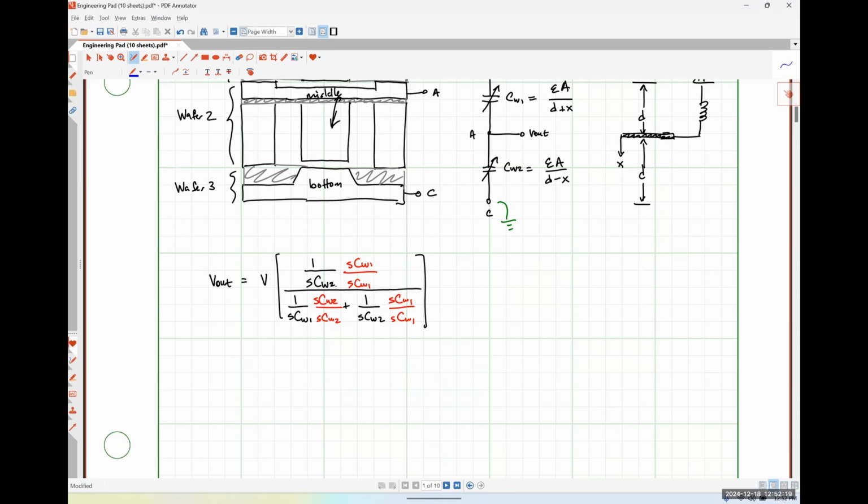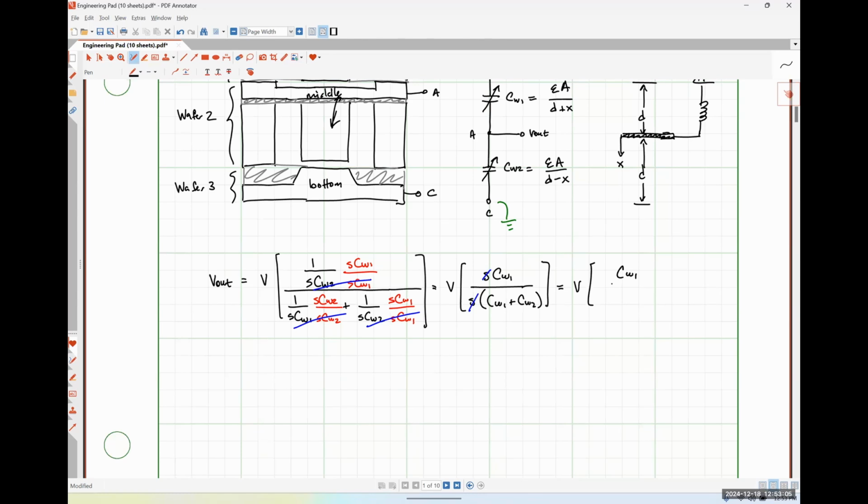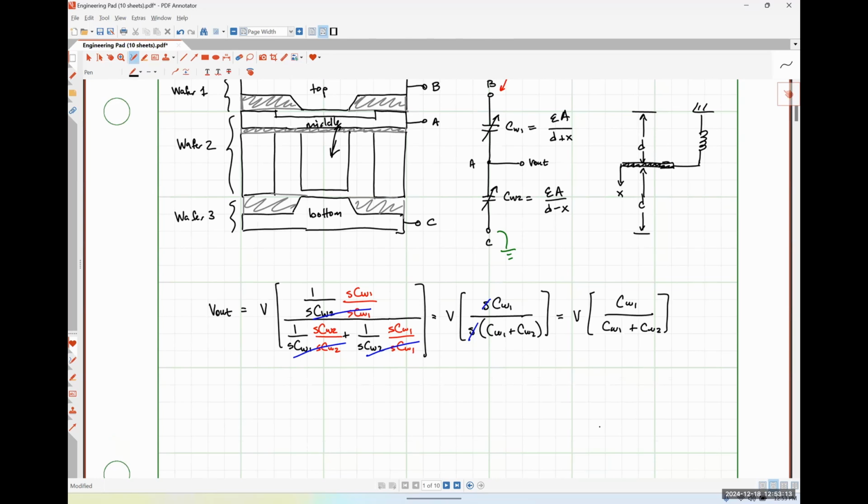So I'll have an S squared CW1, CW2 down here that is going to cancel the S squared CW1, CW2 here and here. And so what this winds up leaving me with is just my excitation voltage times a ratio of S CW1 over S times CW1 plus CW2. The S's also cancel each other out, so that this relationship is actually independent of frequency. And so we'll have our output voltage is simply our excitation voltage V times the ratio of CW1 over CW1 plus CW2. Effectively, V times the capacitor on top divided by the two capacitances.